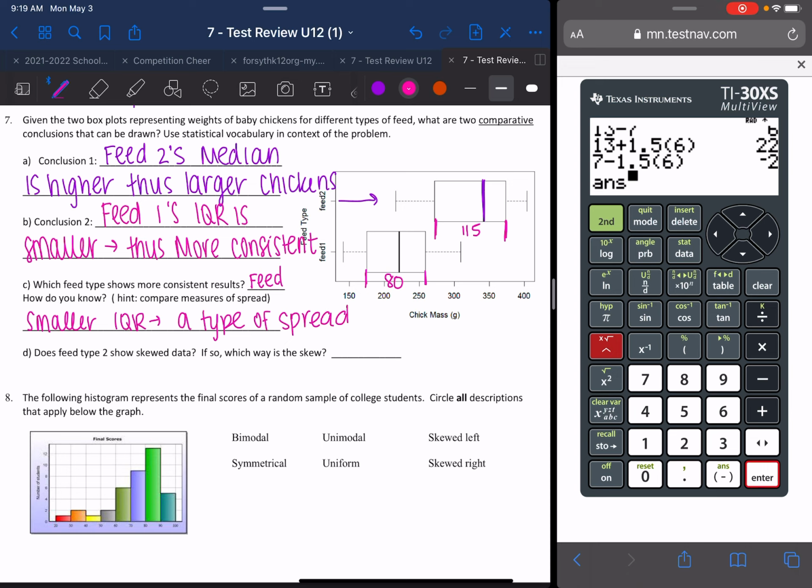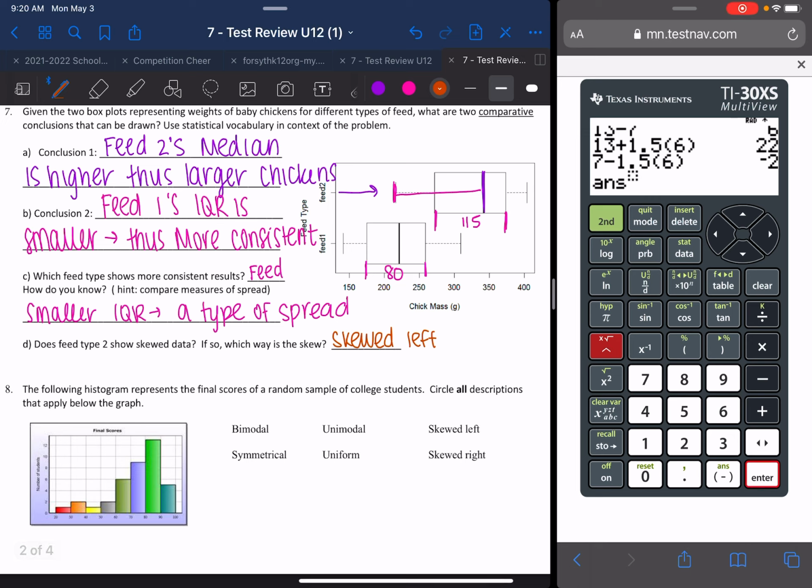Do we see any kind of skew for feed 2? For feed 2, we notice that the left side from our median all the way to the end is larger than the right, more significantly larger. So we will say that feed 2 is skewed left because it has a longer left-hand side.